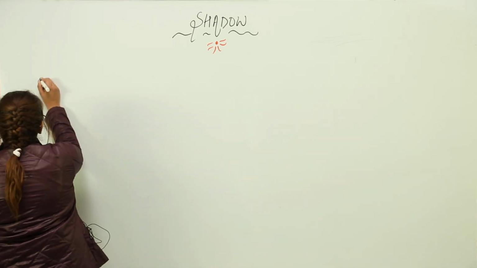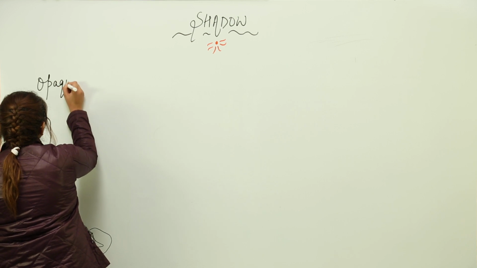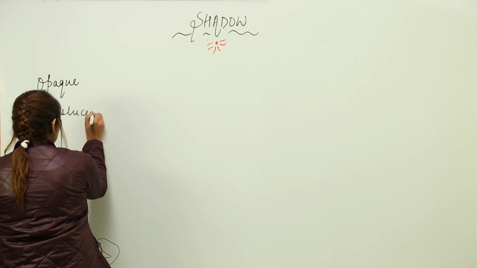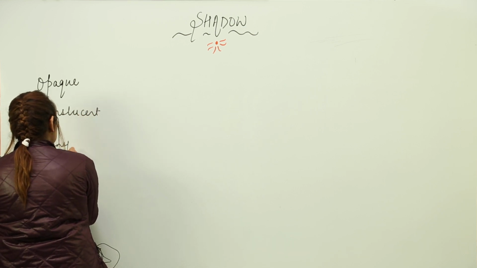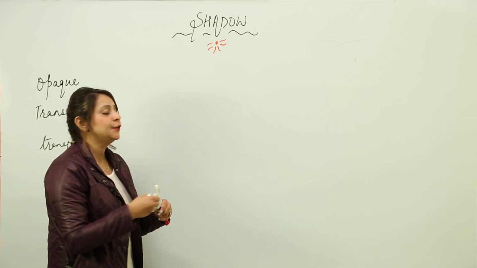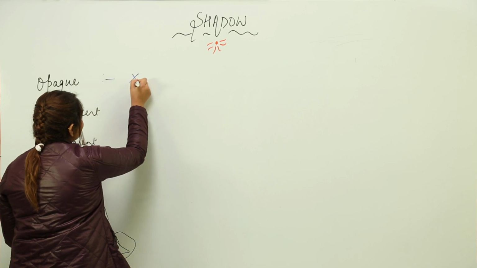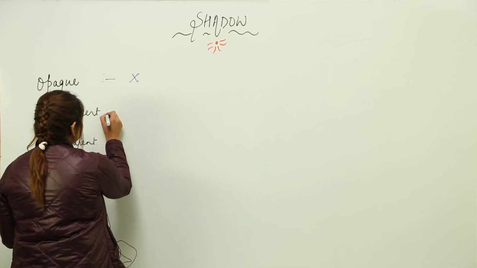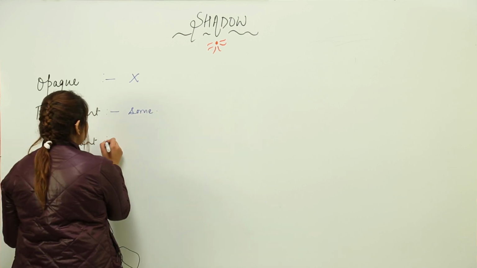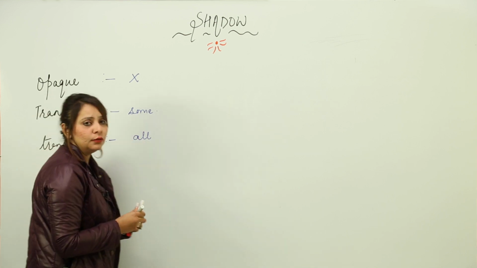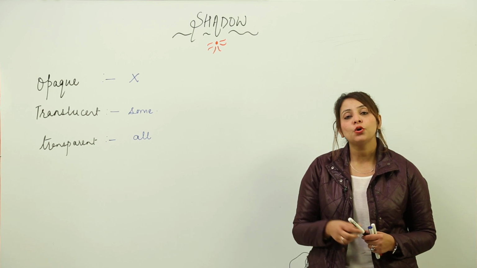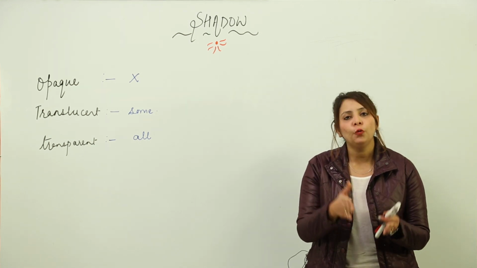So if we need to classify materials according to the passage of light, we have opaque, translucent, and transparent. Opaque does not allow light to pass through it. Translucent allows some amount of light to pass through it, and transparent allows all light rays to pass through it. So when we are talking about the shadow, you know that a shadow is always cast in the presence of an opaque object.